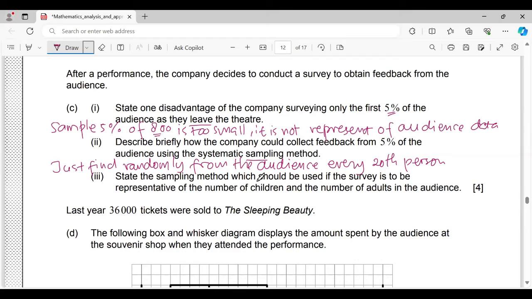State the sampling method which should be used if the survey is to be representative of the number of children and the number of adults in the audience. The method is quota method. Quota sampling method. Yeah.